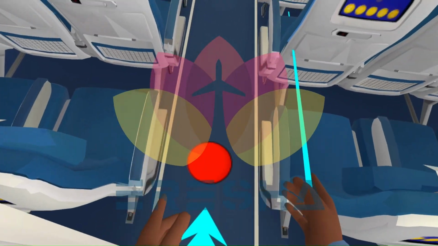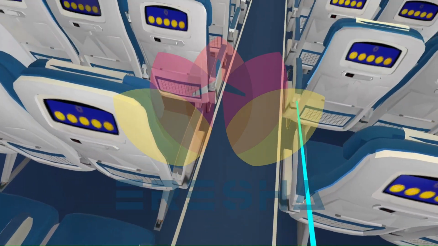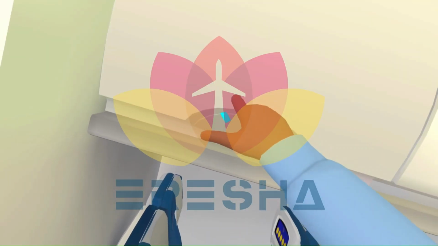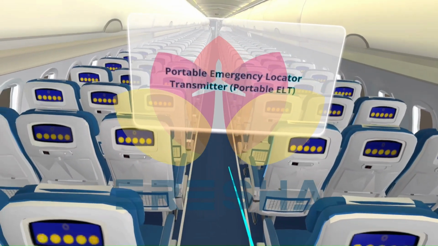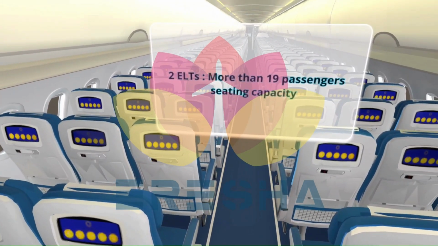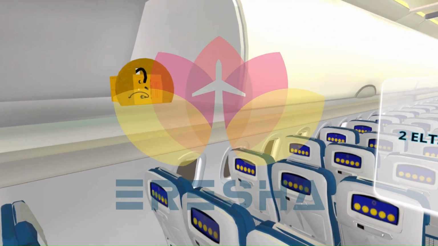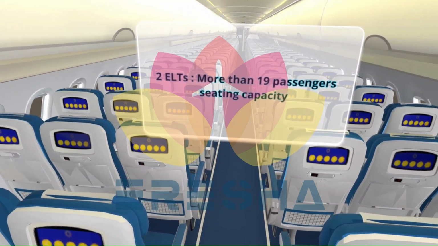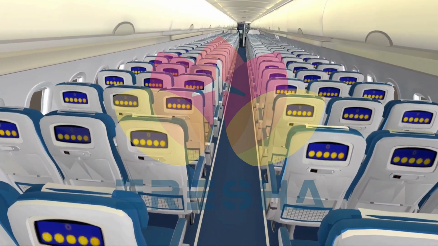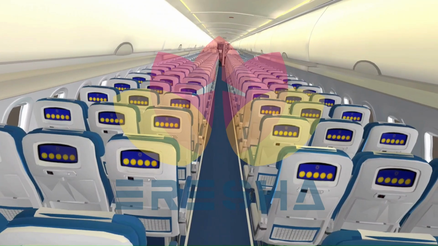Follow the arrow and open the overhead bin on your left. Open this overhead bin. This is the Portable Emergency Locator Transmitter, or ELT. Civil aviation requirements by the regulator require that 2 ELTs be carried in this aircraft as it carries more than 19 passengers. One of the ELTs must be automatic. Hence there is also a fixed ELT.